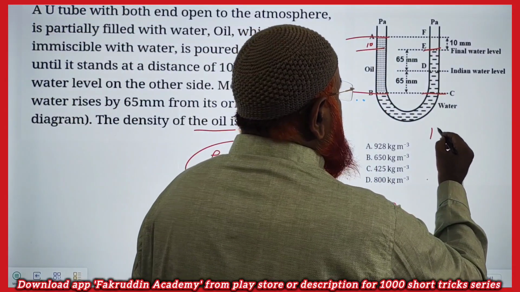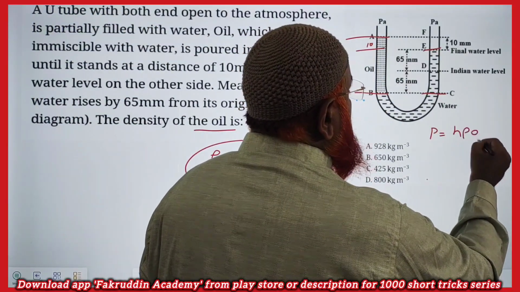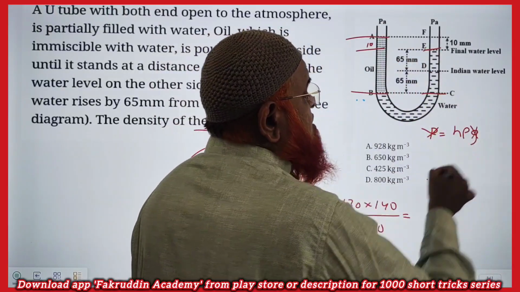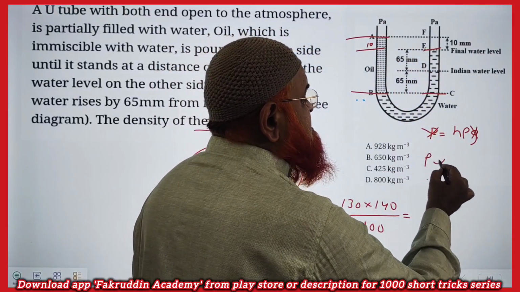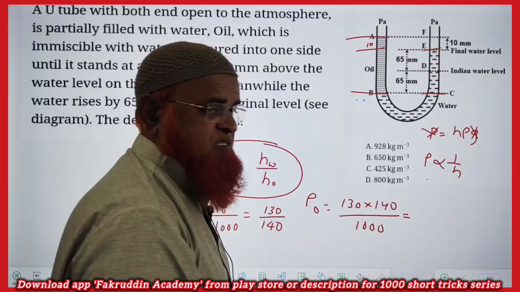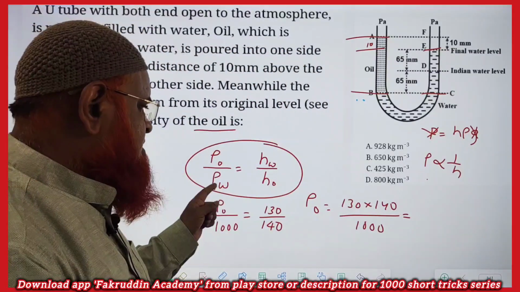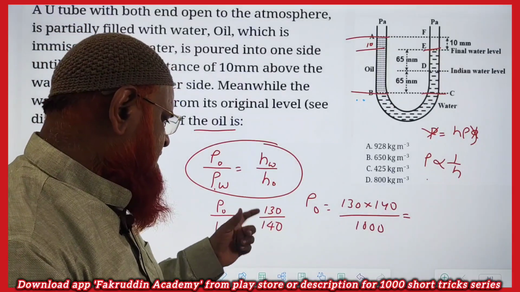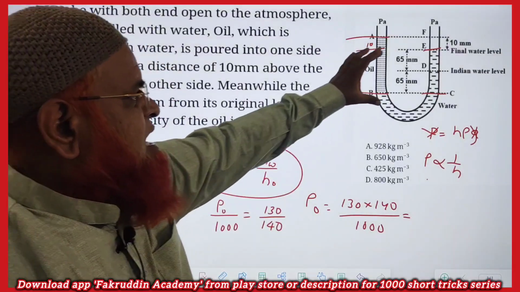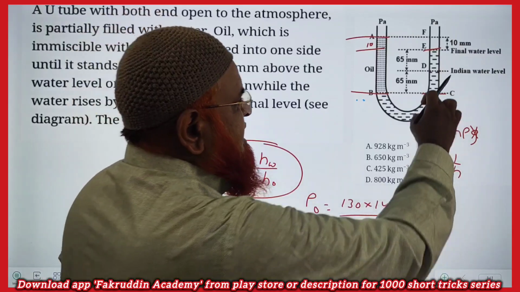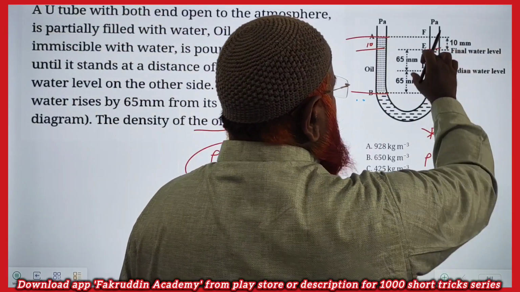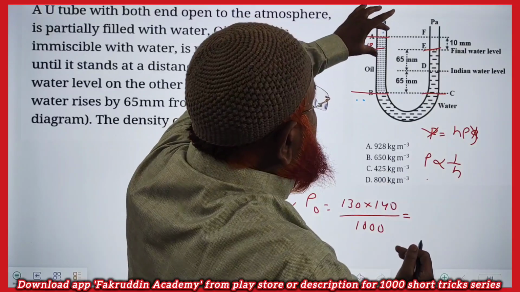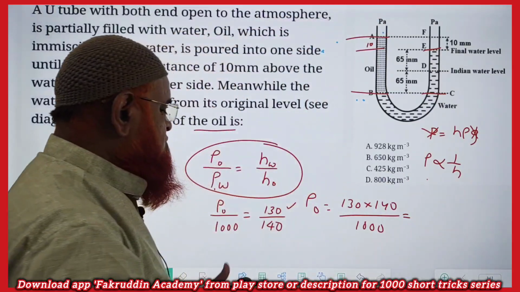तो द कॉन्सेप्ट हियर इज प्रेशर इज इक्वल टू h rho g. यहां पर प्रेशर, एटमॉस्फेरिक प्रेशर कांस्टेंट है, जी भी कांस्टेंट है. अब रिलेशन क्या है, डेंसिटी इज इनवर्सली प्रोपोर्शनल टू हाइट. सो डेंसिटी ऑफ ऑयल बाय डेंसिटी ऑफ वाटर इज इक्वल टू हाइट ऑफ वाटर बाय हाइट ऑफ ऑयल. तो सब्स्टिट्यूट कर दीजिए. यहां पर वाटर का लेवल कितना है, इट इज 65 mm. 65 प्लस 65 इट इज 130, और ऑयल का 10 सेंटीमीटर एक्स्ट्रा है, इसलिए इट इज गोइंग टू बी 140.